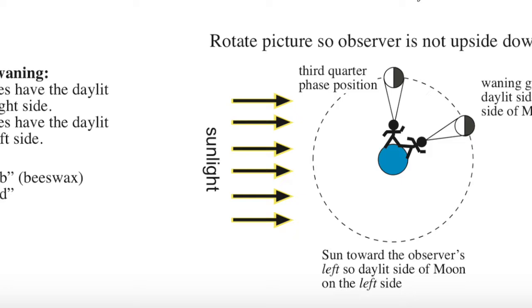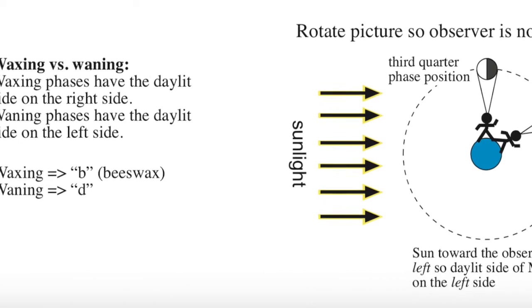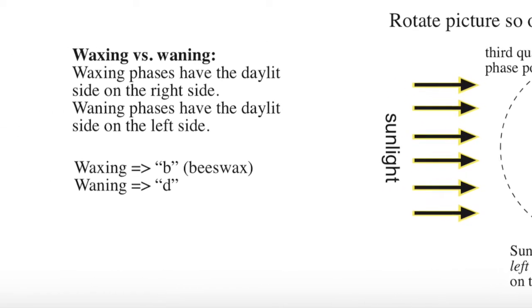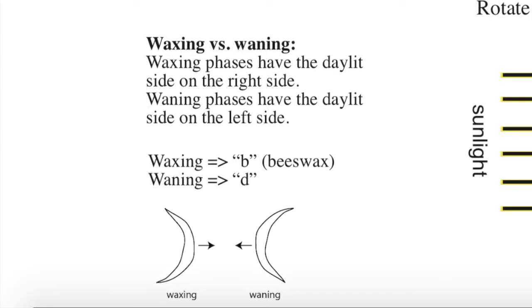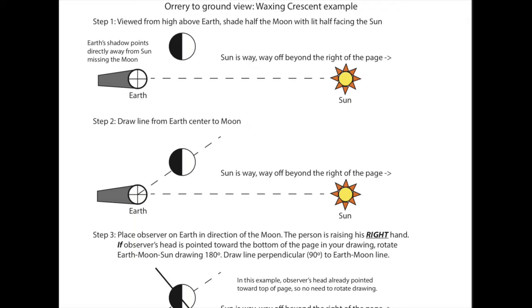Finally, in the lower left corner is a memory aid I use to remember waxing and waning for those of us in the northern hemisphere: beeswax and de-wane. The lowercase letter b has the rounded part facing to the right, just like the rounded lit part of the moon during a waxing phase. So, bee wax, beeswax. The lowercase d has the rounded part facing to the left, just like the rounded lit part of the moon during a waning phase. So, de-wane, de-wane.